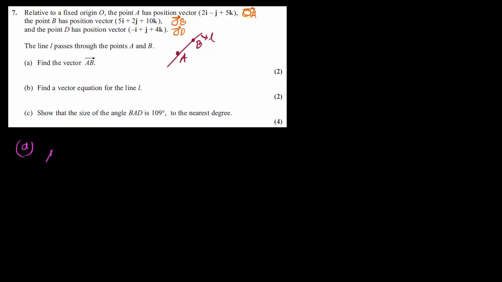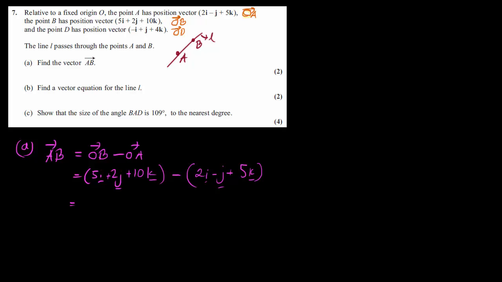So the direction vector AB is equal to the difference of the position vectors, OB minus OA. So if we subtract, 5i minus 2i is 3i, plus 2j minus (minus j) is 3j, and 10 minus 5 is 5k. So we have the direction vector of AB.